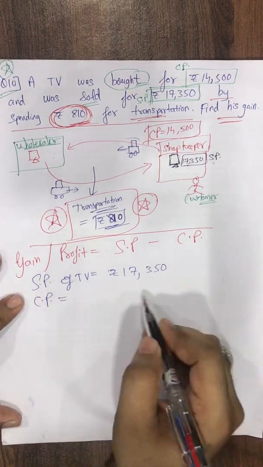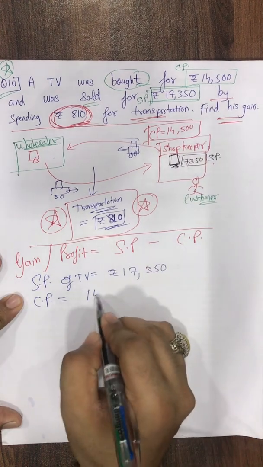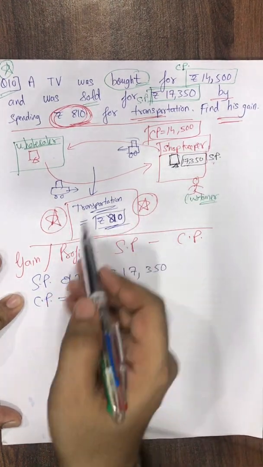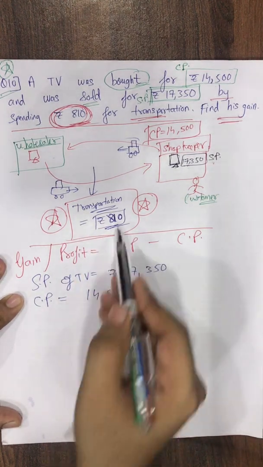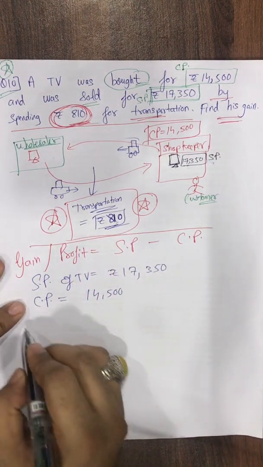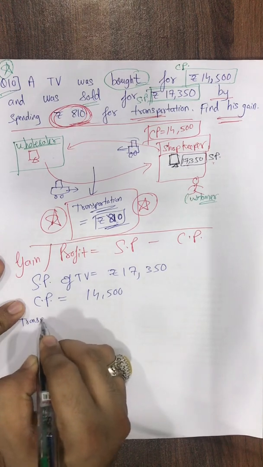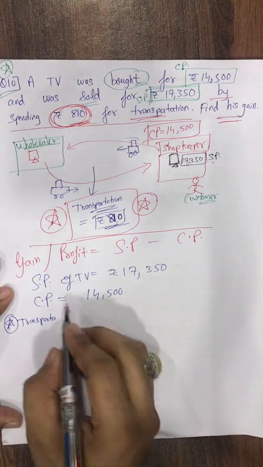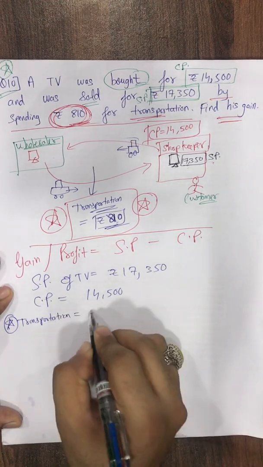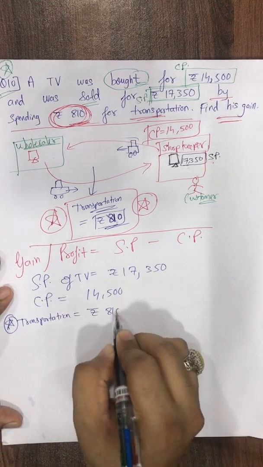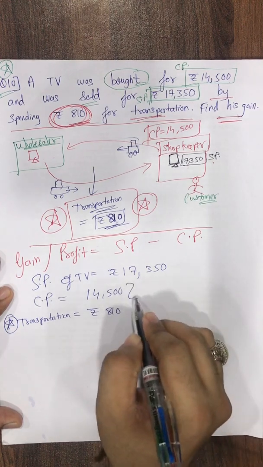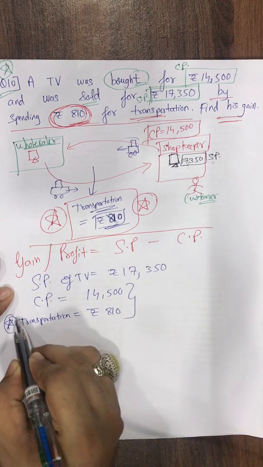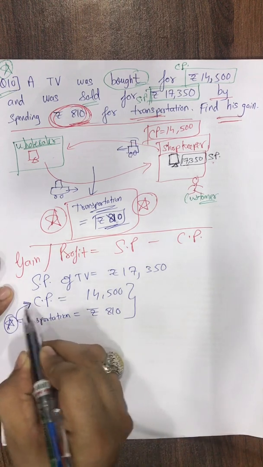Now, what's my cost price given to me? The cost price of the TV is given to me as rupees 14,500. But students, don't forget that I have wasted my money; I have also borne this expense of 810. So now I'll write transportation. Very important, I'll mark a star. That's the reason I took the taxi, and I paid 810 to the taxi people. So students, this transportation is an extra cost which I bear, so this will be added to my cost price.